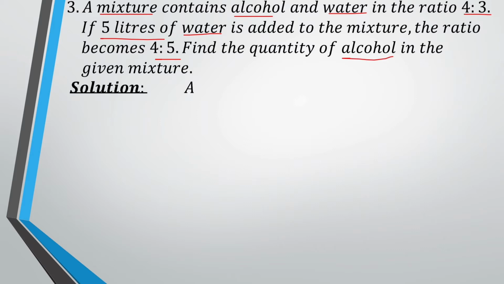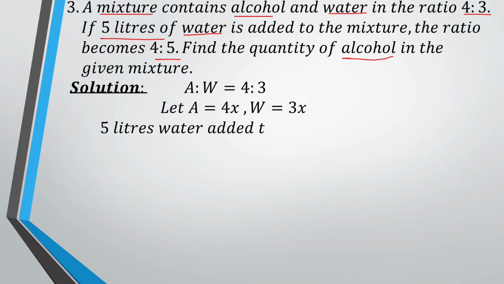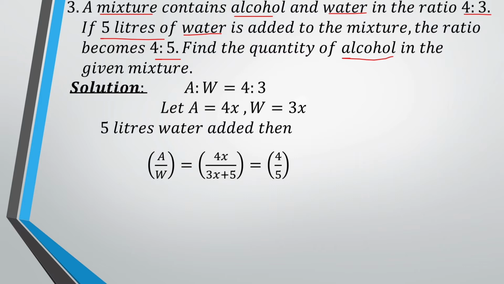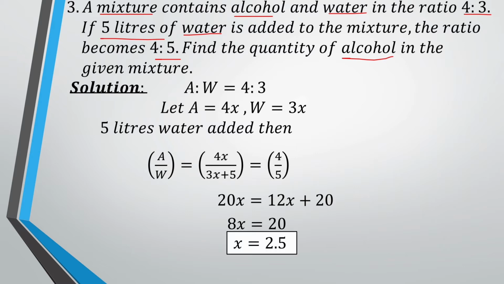Coming to the solution, what they have given is A is to W ratio 4 is to 3. Let A is equals to 4x and W is equals to 3x. Here they have told 5 liters of water is added. Then the ratio of alcohol and water, that is A by W, will become 4x by 3x plus 5. That is given as 4 by 5. So I am making it equal to 4 by 5. So after cross multiplying, we get 20x is equals to 12x plus 20. So solving this, we get 8x is equals to 20. So x will be 2.5.